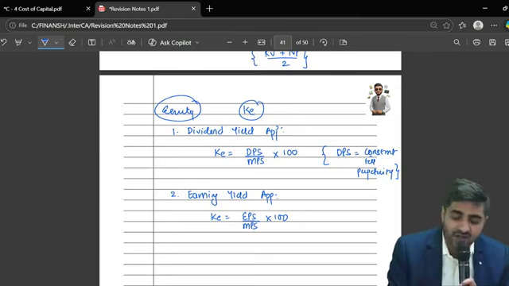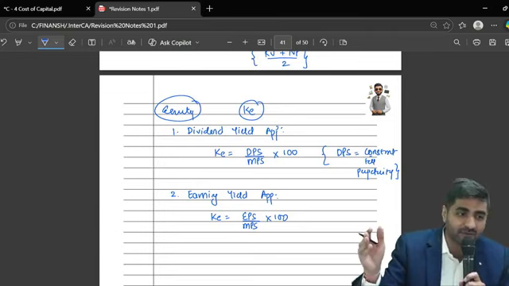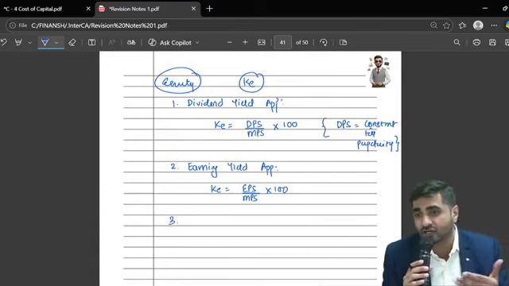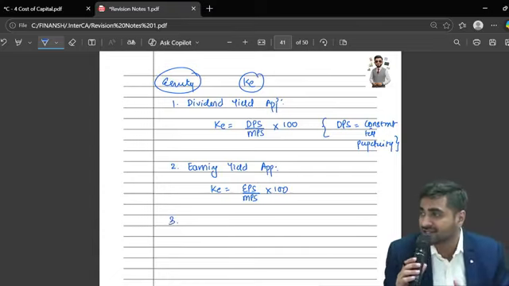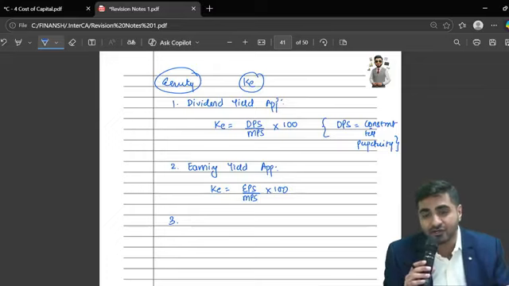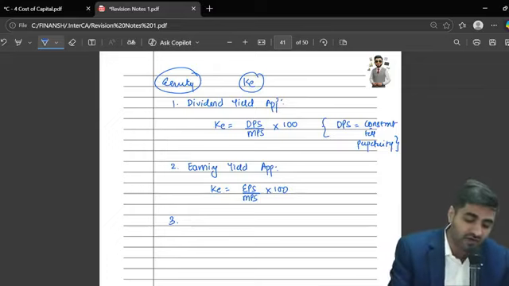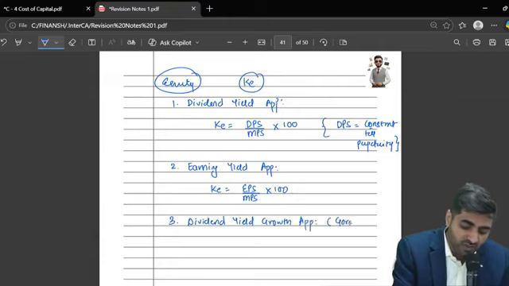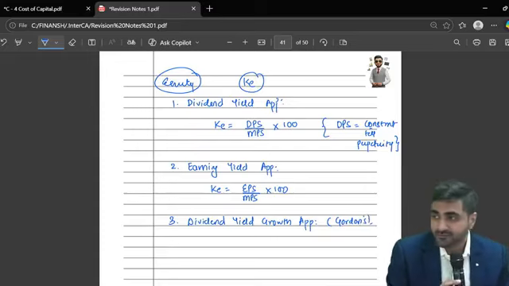Yes, sir. But here also EPS is going to be constant till perpetuity. But do you think that, my dear students, DPS and EPS are going to be constant only till perpetuity? Then the answer is absolutely no. That's why, my dear students, we have something which is called your dividend yield growth approach. What is it called? Tell me, everyone. Dividend yield growth approach. Now this dividend yield growth approach is also known as your Gordon's model.